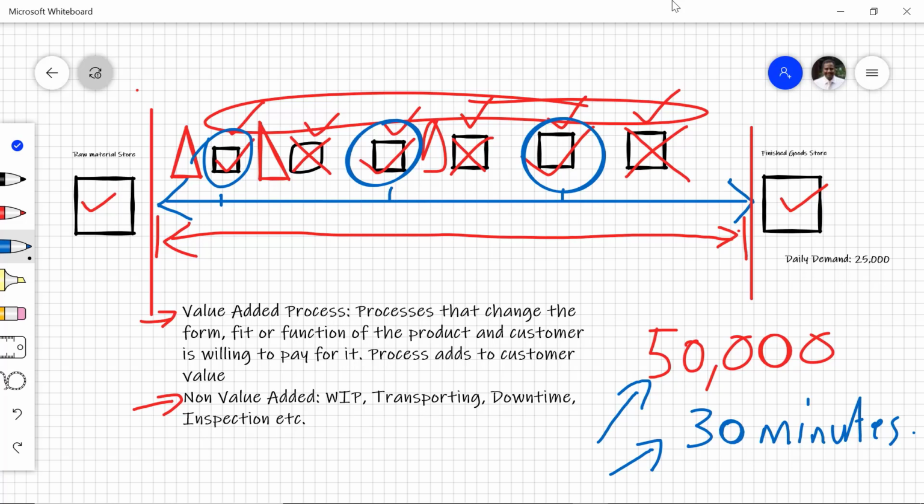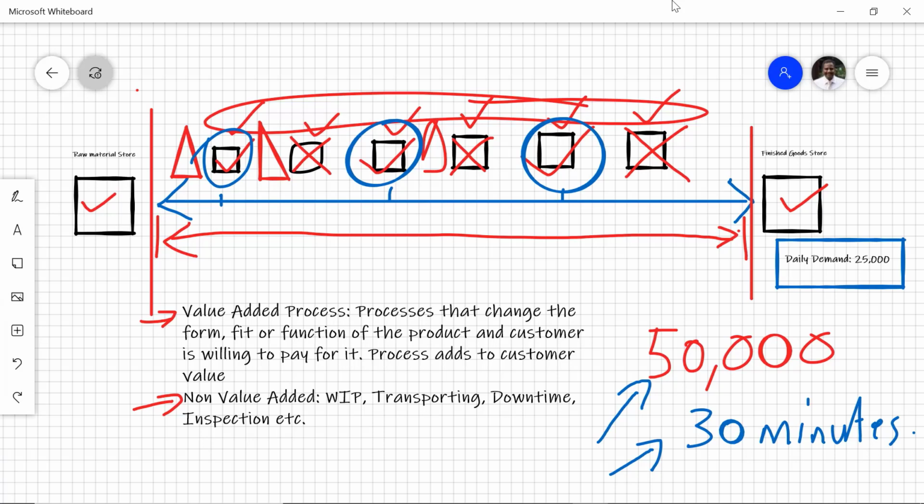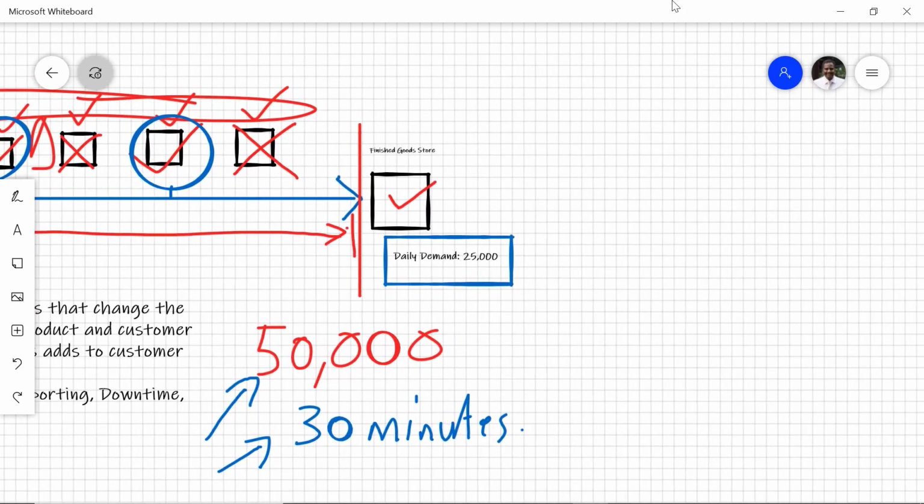And the third figure we need is your daily demand. Now let's say your customer needs 25,000 pieces a day to be shipped to them. That is our daily demand. So we have a daily demand of 25,000. We have a total WIP in the system of 50,000, and we have a total of 30 minutes of value added process time. Now we are ready to actually go and calculate the velocity ratio. Let's take a look how we can do it.